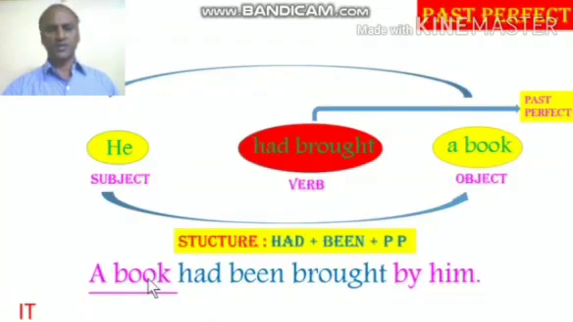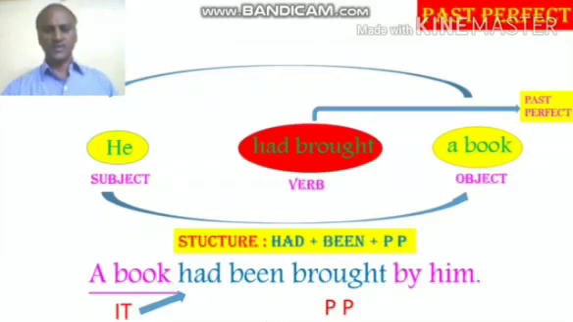A book is the subject. When you reduce that, we get the third person singular, but no problem. Had is the same for all, whether singular or plural. Had is the verb in the passive voice. Then been, as given in the structure, and then the past participle of the verb brought is again brought. Hence, a book had been brought by him is the answer for this sentence.